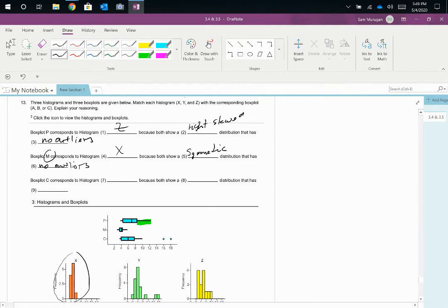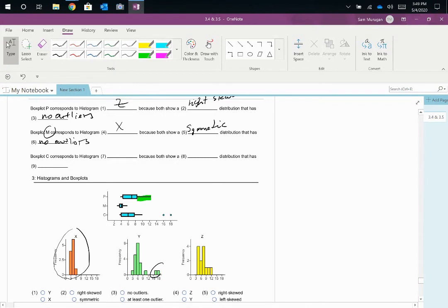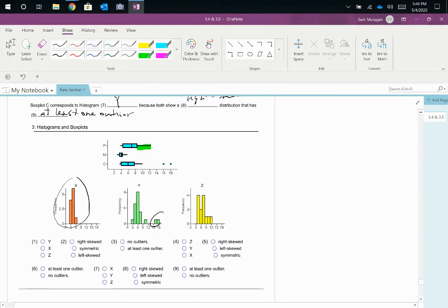And finally, Y clearly has outliers. So box plot C corresponds to Y, because both show a right skewed distribution that has at least one outlier, right? At least, I'm not sure how the wording goes in my MATLAB. At least one outlier. I'm counting about 3 of them there, but at least one. Yeah. We don't know the exact number.